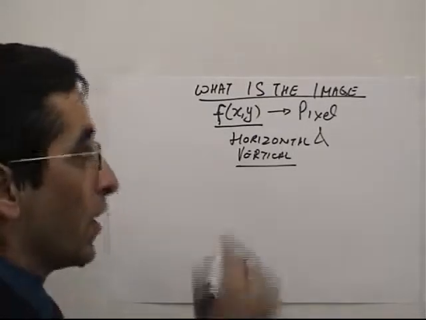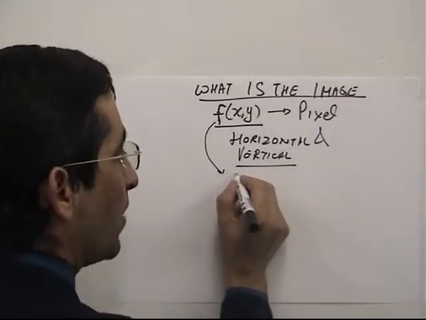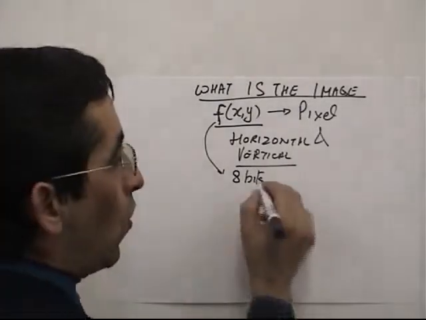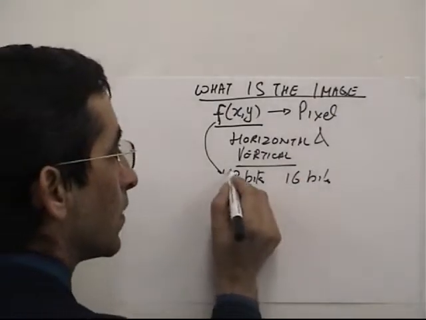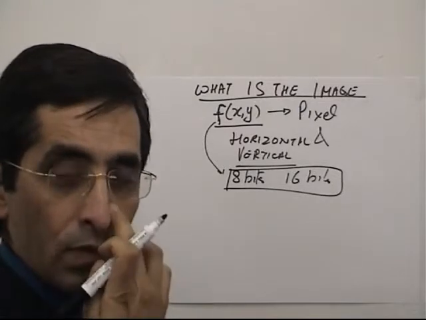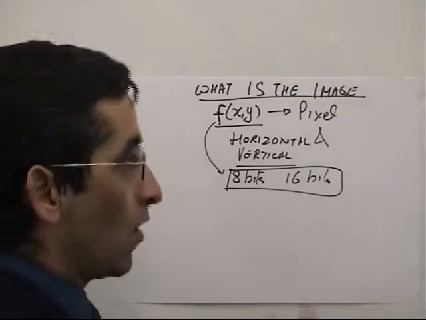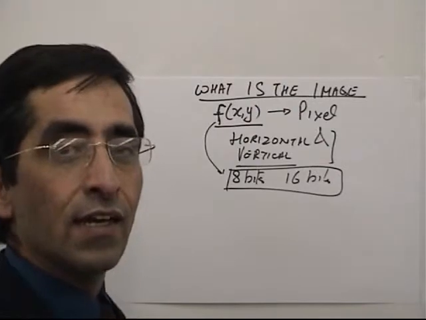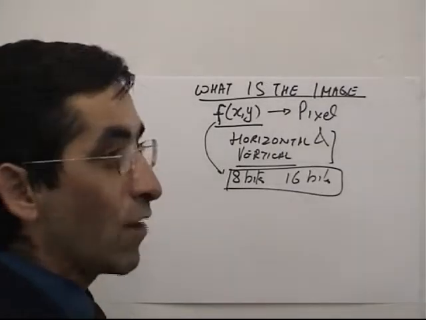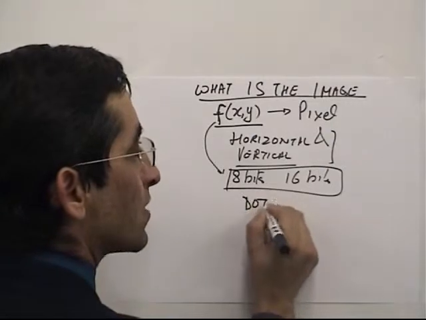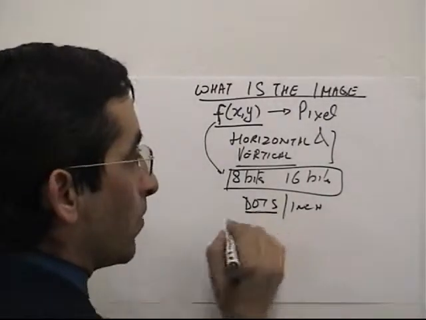I can also have greater representation of each point, and that can be 8 bits or 16 bits or similar. Now, this is my quantization. This determines how many grayscales I would have in my image, while this would represent the size of that image, what is the density of the pixels. In the old-fashioned language, that is also referred to as dots per inch. Dots being each pixel.